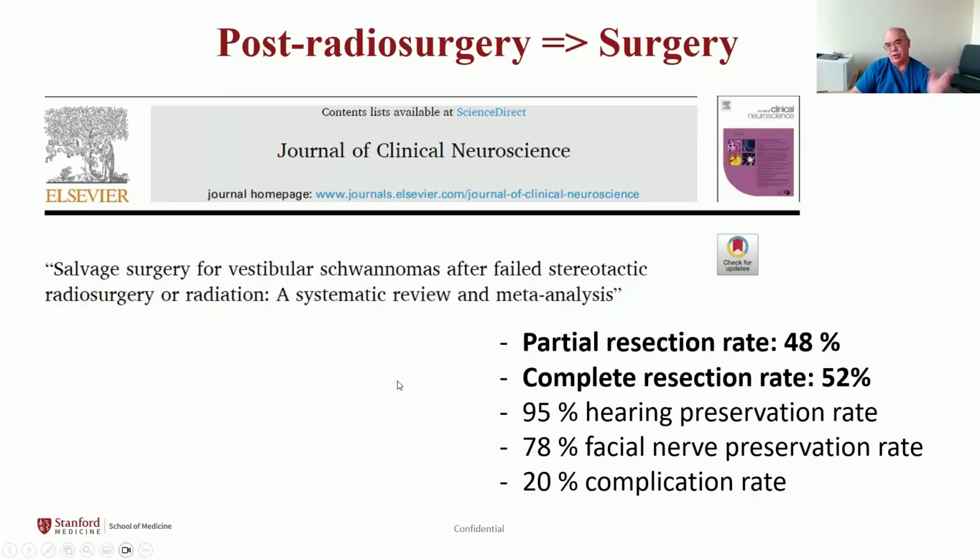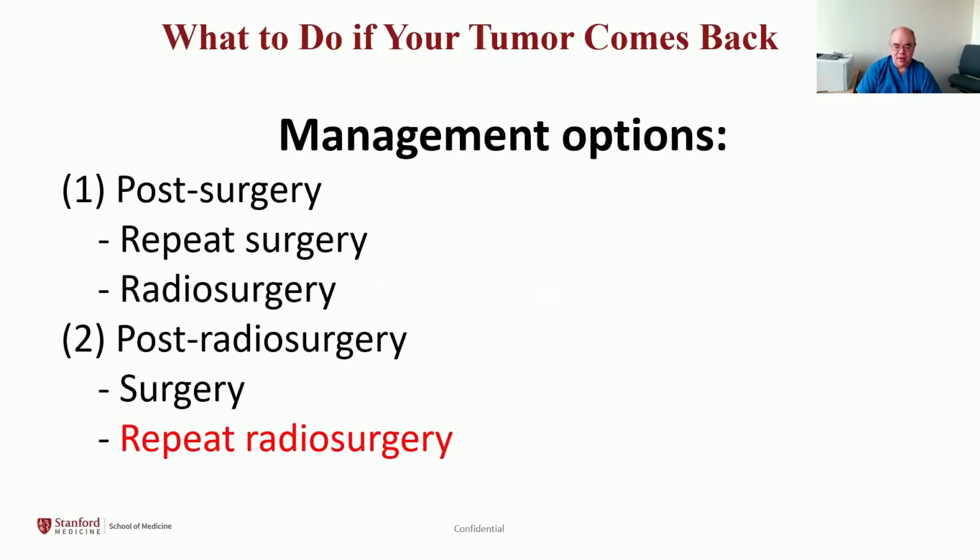So with a surgery, whether you do it after a first surgery or after radiation, there are changes in the anatomic environment as a result of the first treatment, whether it's surgery or radiation, that can make a second surgery more challenging to do. We see that the data bears that out.